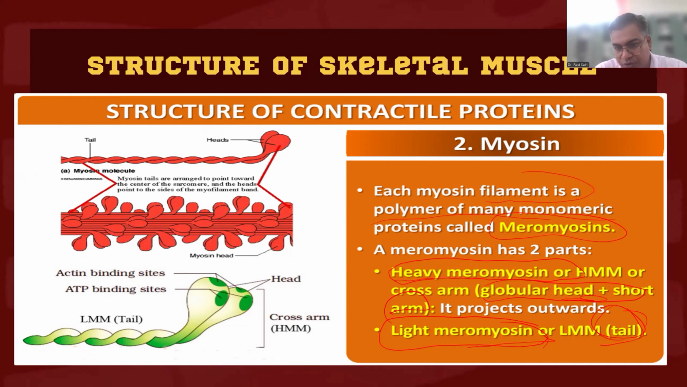Heavy meromyosin forms the head and the short arm portion. The light meromyosin forms the tail portion of the myosin filament. So this one is the tail portion of the myosin filament, this one is the arm, and this one is the head. This head binds with the actin filament during the contraction coupling mechanism.